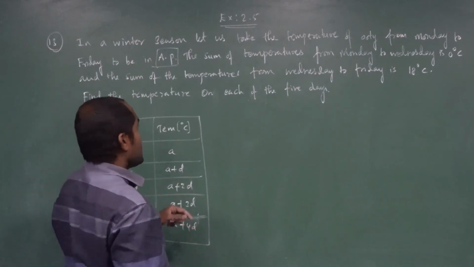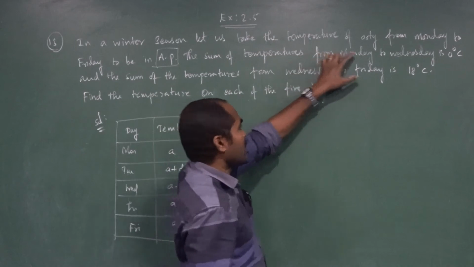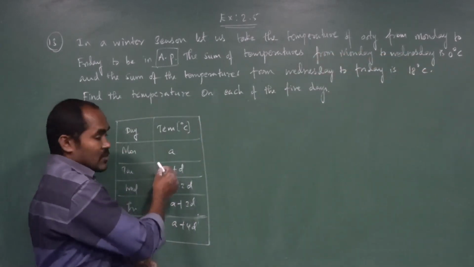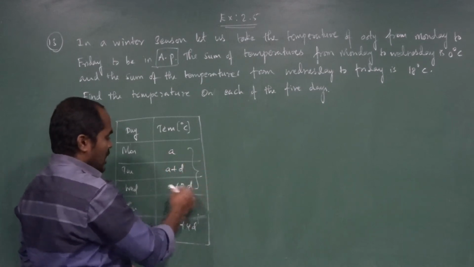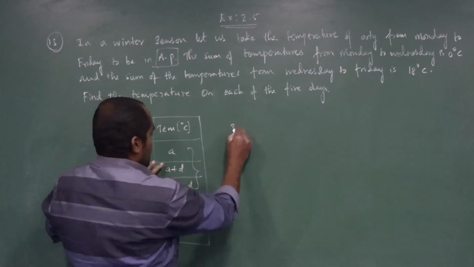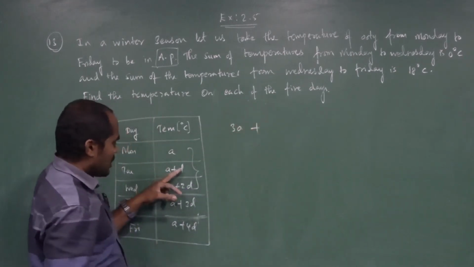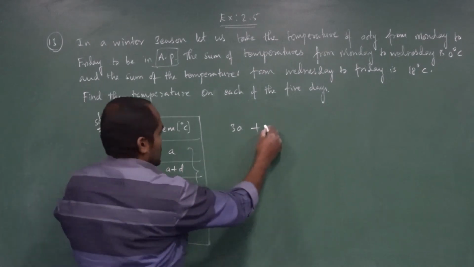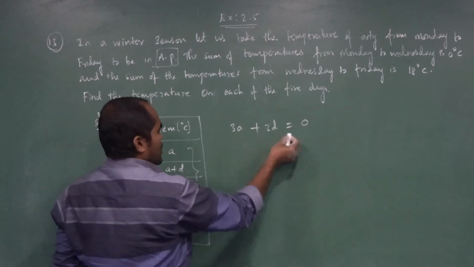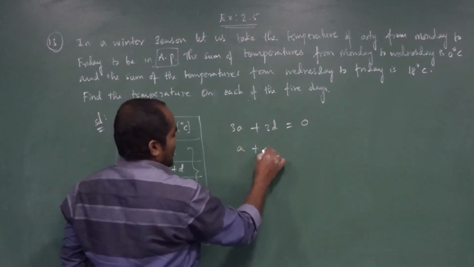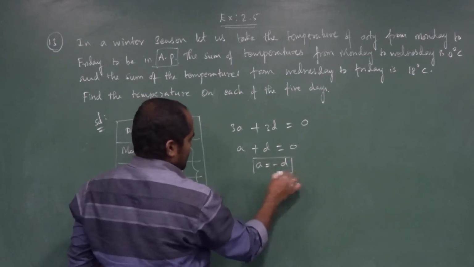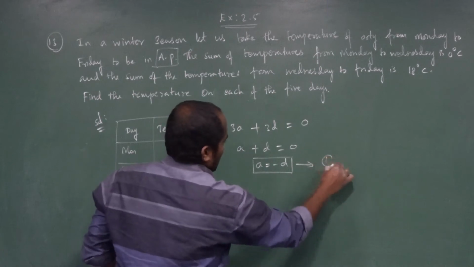Right? So our first condition is sum of the temperatures from Monday to Wednesday is 0 degrees Celsius. So sum of the temperatures from Monday to Wednesday means add these three values. A plus A plus A is 3A plus here 1D, here 2D, that is 3D is equal to 0, because 0 degrees Celsius. So divide by 3 on both sides, we get A plus D is equal to 0. A is equal to minus D. So take this result as 1.